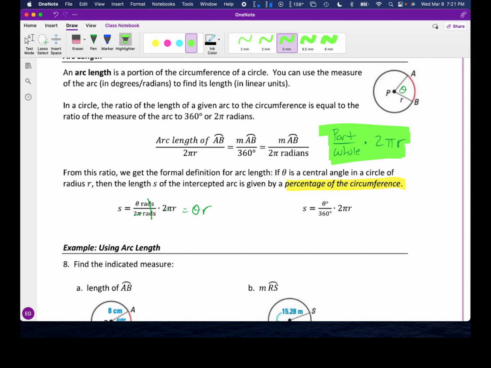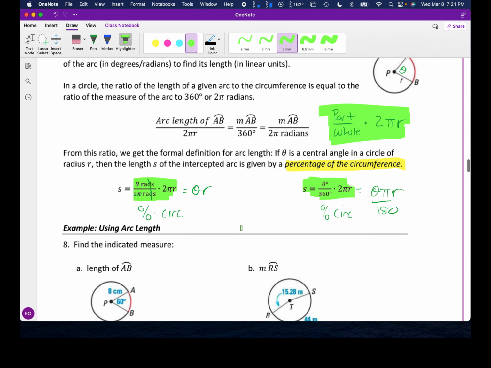So I'm doing part of the full circle times the circumference, 2 pi r. This one technically reduces as well. It would reduce to theta pi r over 180. It's not nearly as nice. And again, I personally wouldn't do either of these reductions. I would do that this is a percent of the circumference, and that's how I personally memorize these ones. Okay, so just a percent of the circumference.